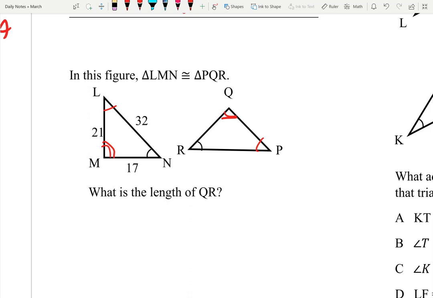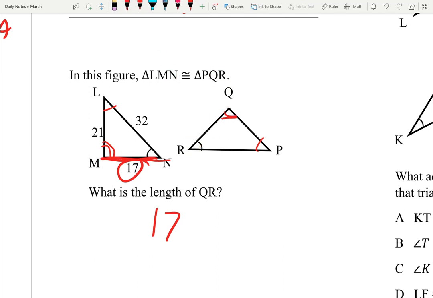So what is the length of QR? QR corresponds with MN, so we have to look at MN to find this length. MN is length 17, so QR must also be 17. We can identify that just based on the position in this order here. QR is the second and third letter in the statement, and it corresponds with MN, which is the second and third letter in the first one. MN is length 17, so QR must be length 17, same side.